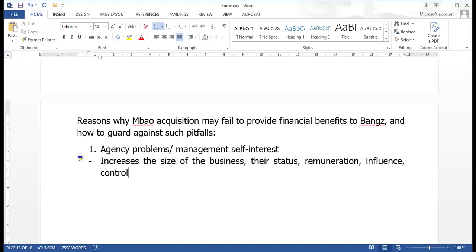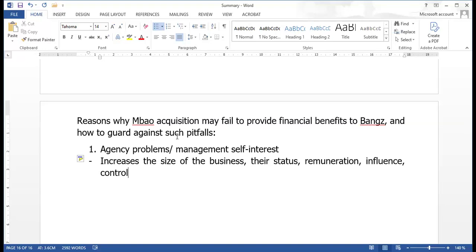Now, you may find that management is really determined to complete the transaction, even when the acquisition price is very high, because they want to achieve their targets. They are not looking at what the entity is going to spend, the acquisition price. For them, they are looking at what they are going to benefit.